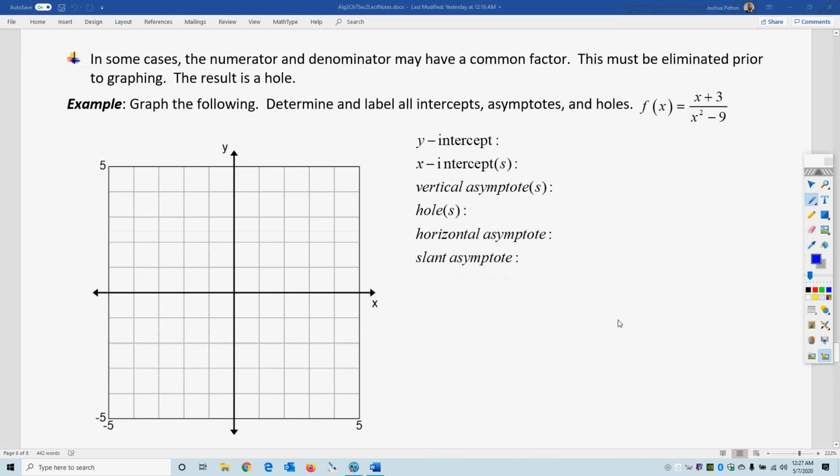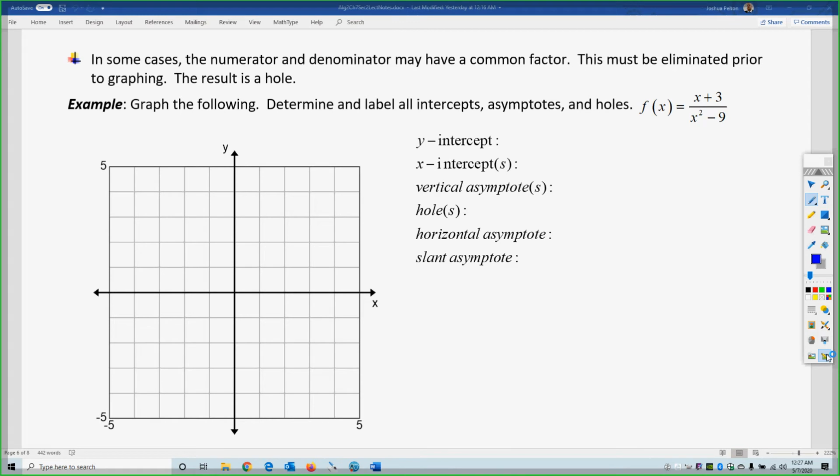If there is any cancellation for holes, you should do that immediately in the problem before going on. That's the last thing we have to do here. So if you look at our problem, this is y equals x plus 3 over x squared plus 0x minus 9. You're missing a middle term there. If factored, I get x plus 3 and x minus 3, giving me negative 9 when multiplied and 0 when added. So those cancel, giving me y equals 1 over x minus 3 as our new simplified function.